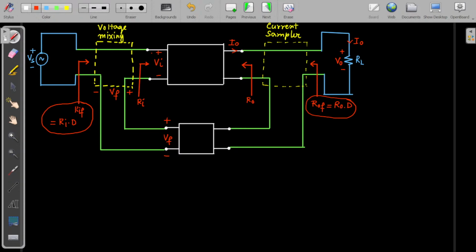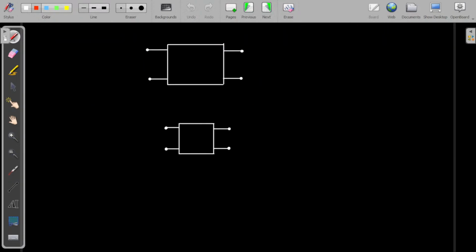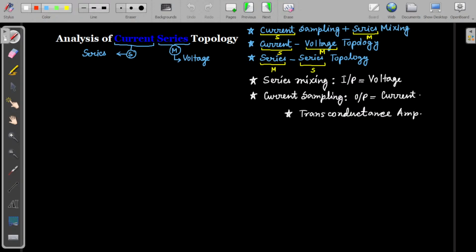That's why in the transconductance amplifier, the input impedance is high and the output impedance is low.